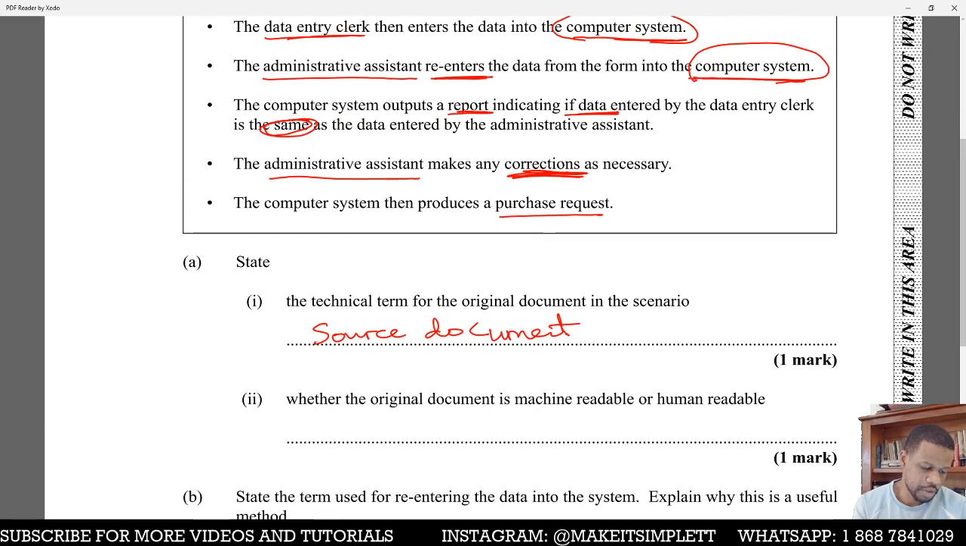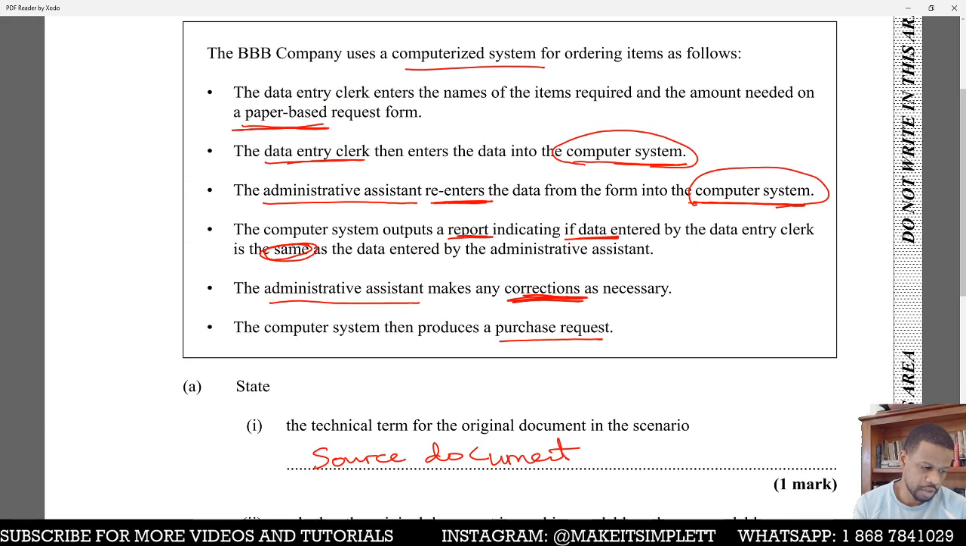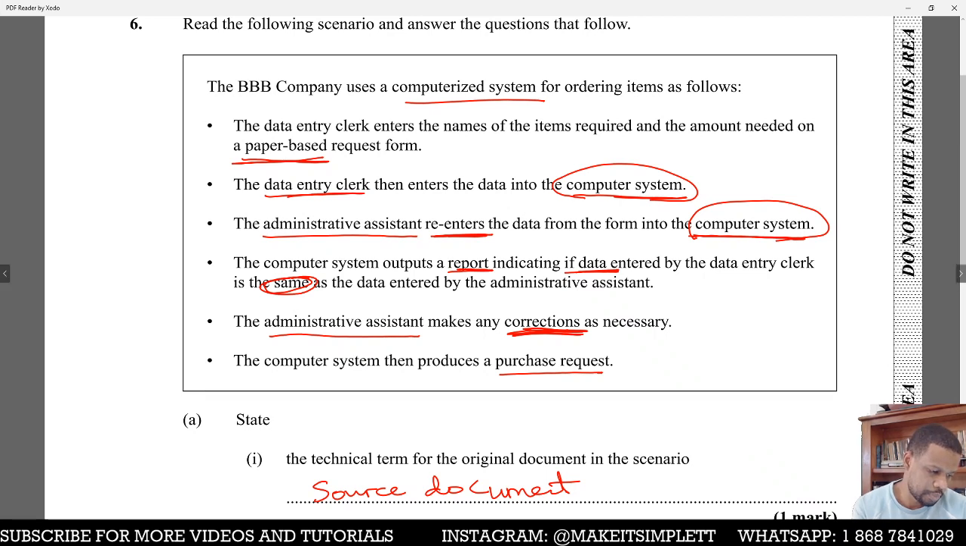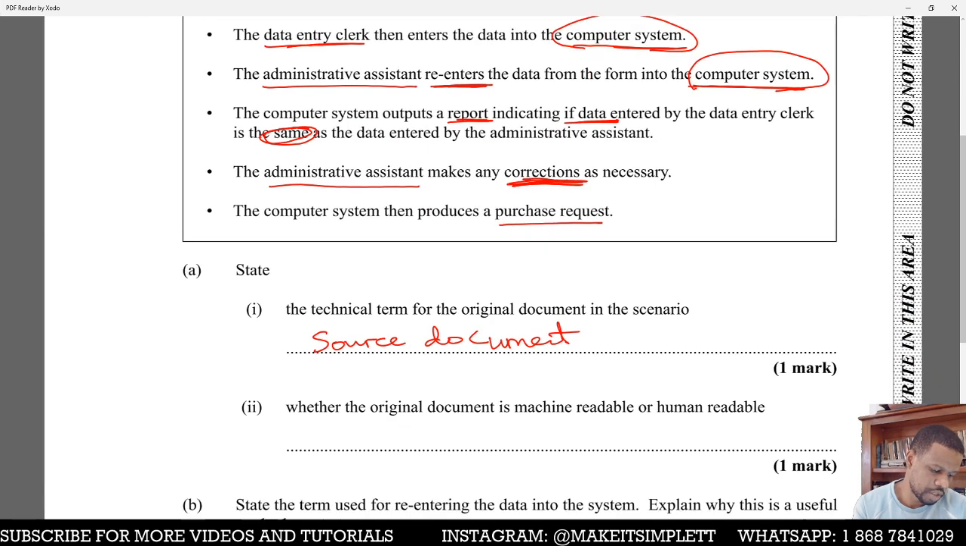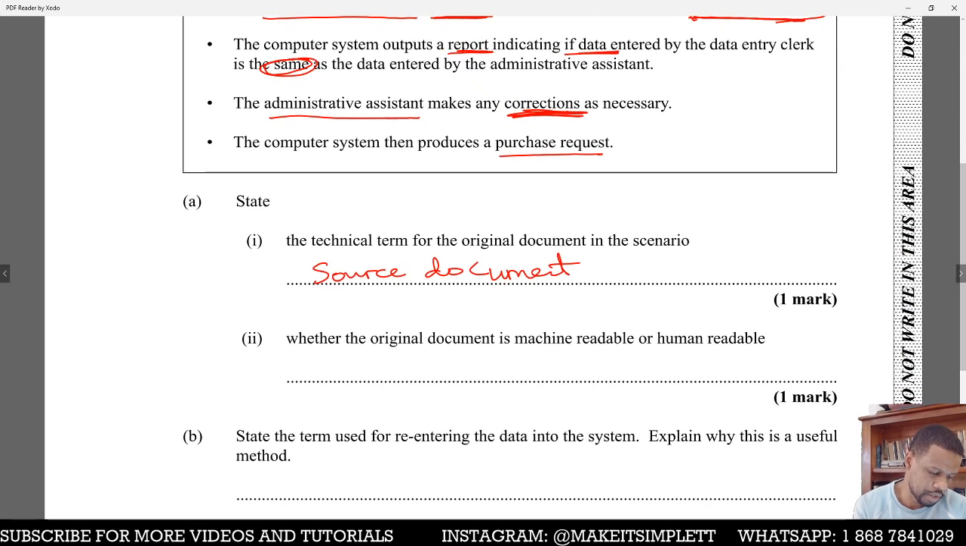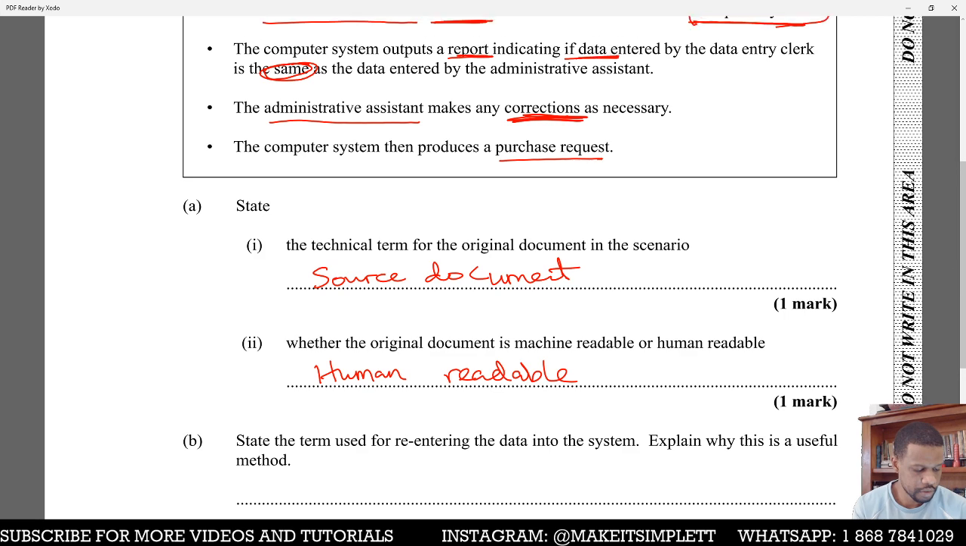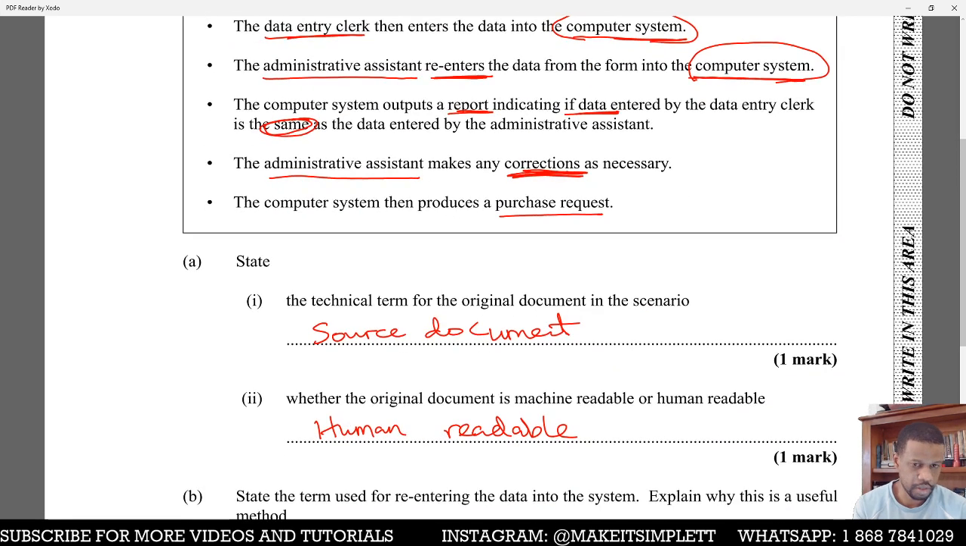Then it asks whether the original document is machine readable or human readable. It says that the original document is not machine readable because a human has to read it. So it's human. Because literally a human has to read it and type it into a computer. So somebody reads the piece of paper and then they start to type, right?